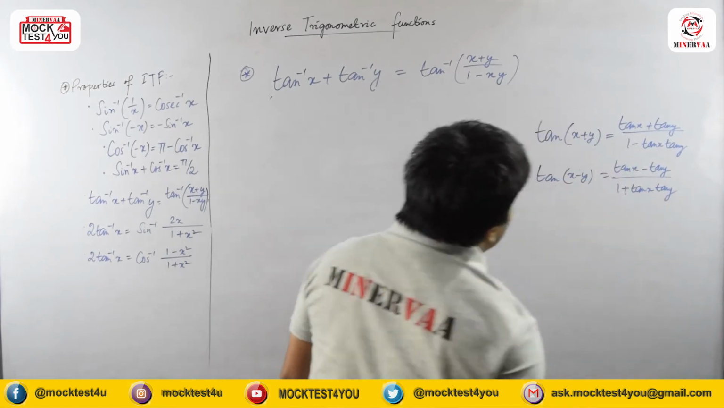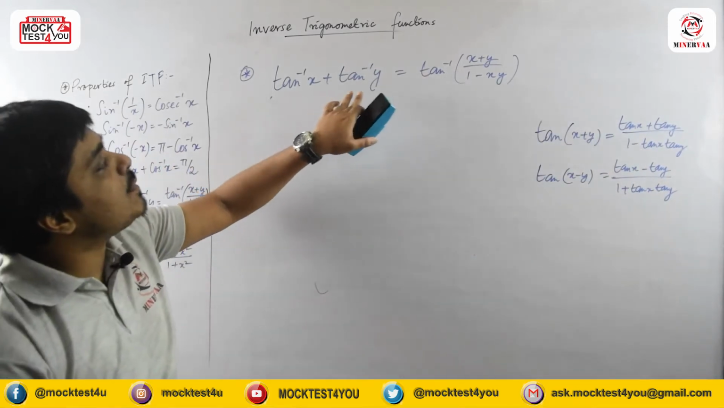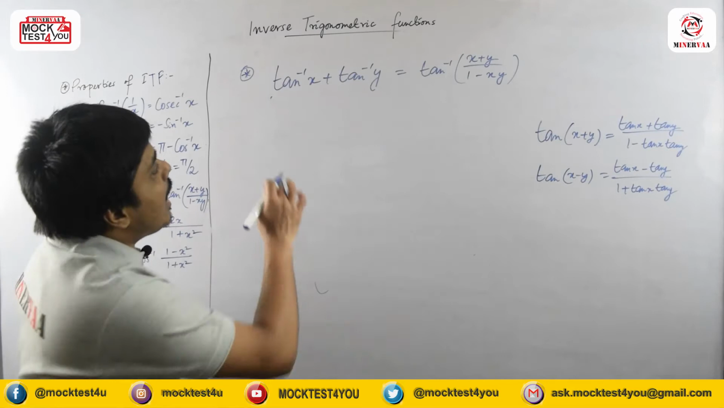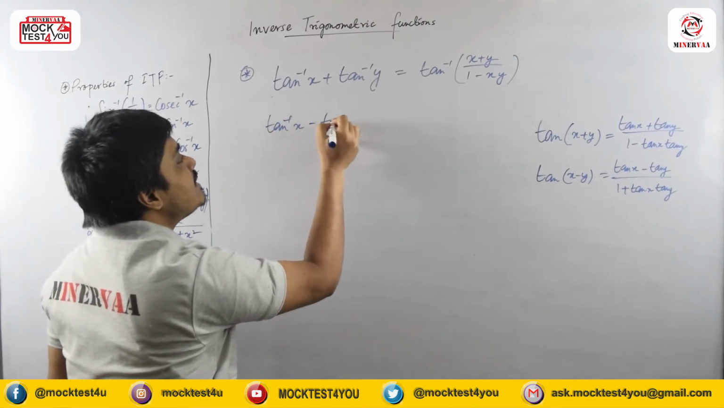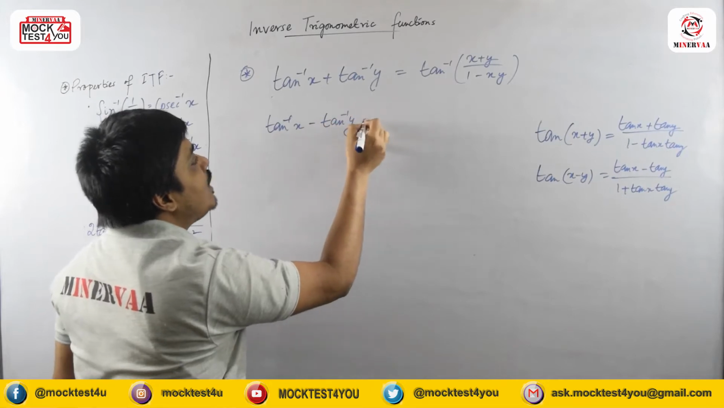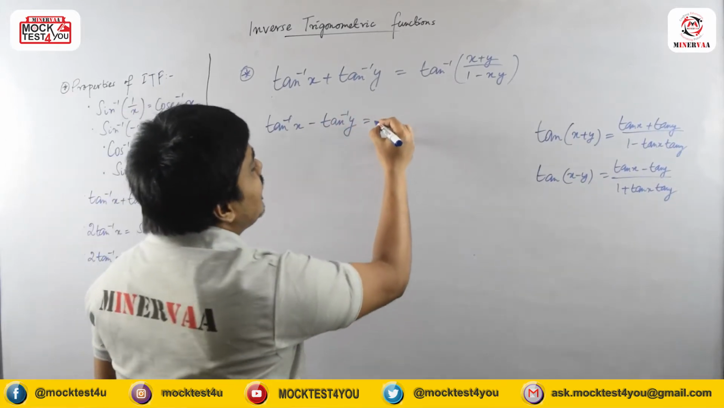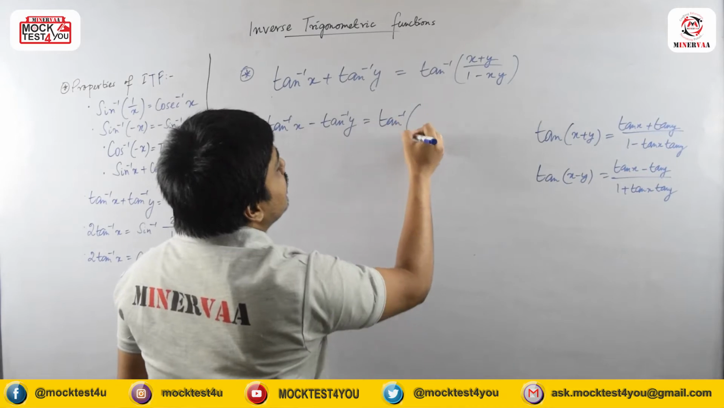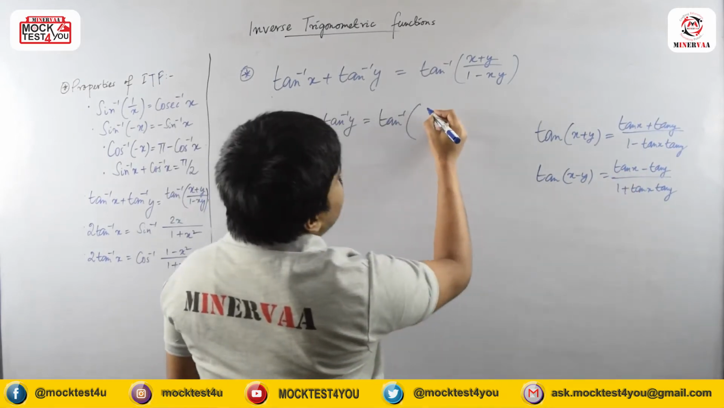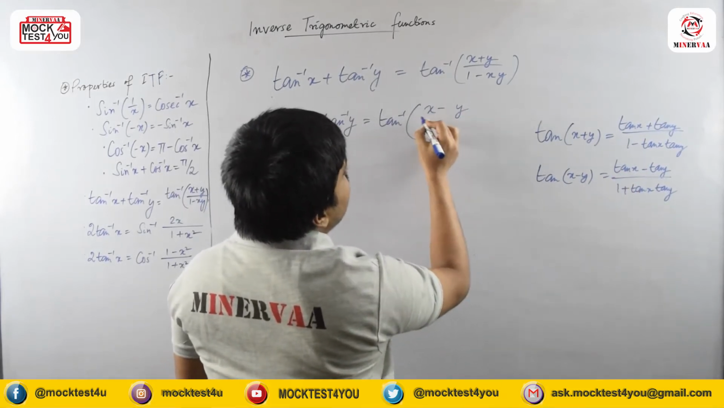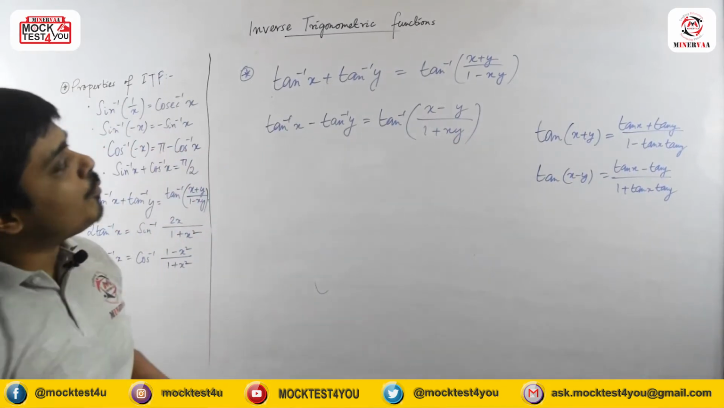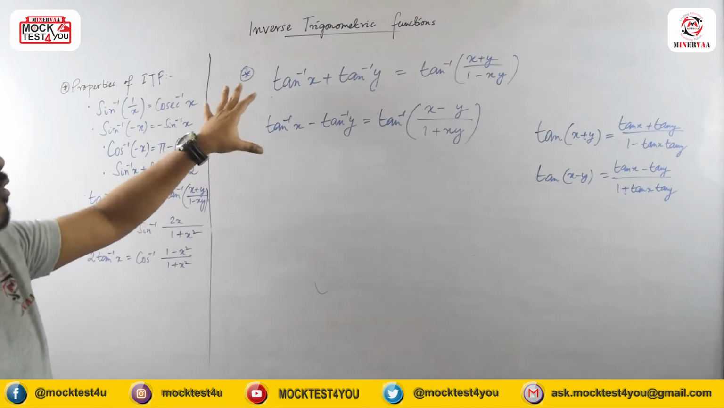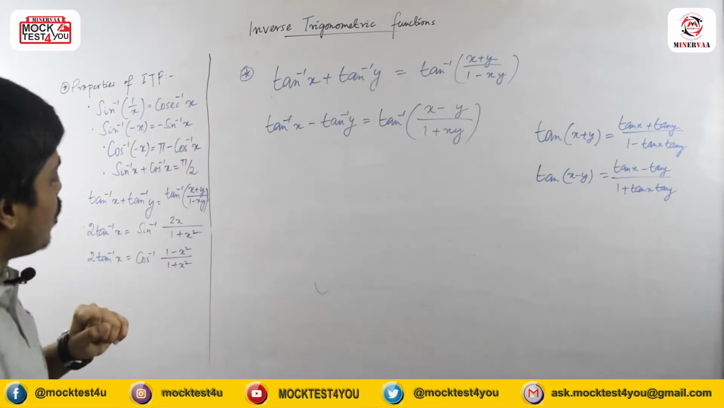In the same way, we can have another property: tan inverse x minus tan inverse y, and that will be given by tan inverse of (x minus y) divided by (1 plus xy). So these are the two properties we have of tan inverse x and y.